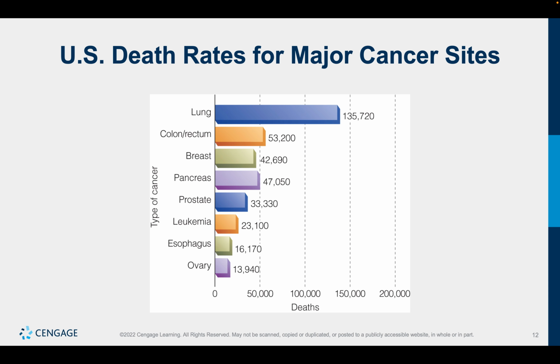Then that's followed by colorectal cancer, then breast cancer, then pancreatic cancer, then prostate cancer, then leukemia, and then esophageal cancers, and then ovarian cancer. But as you can see by the graphic, lung cancer is the highest in terms of incidence of cancer in the country, again because of the use of tobacco-based products, smoking, and stuff along those lines.